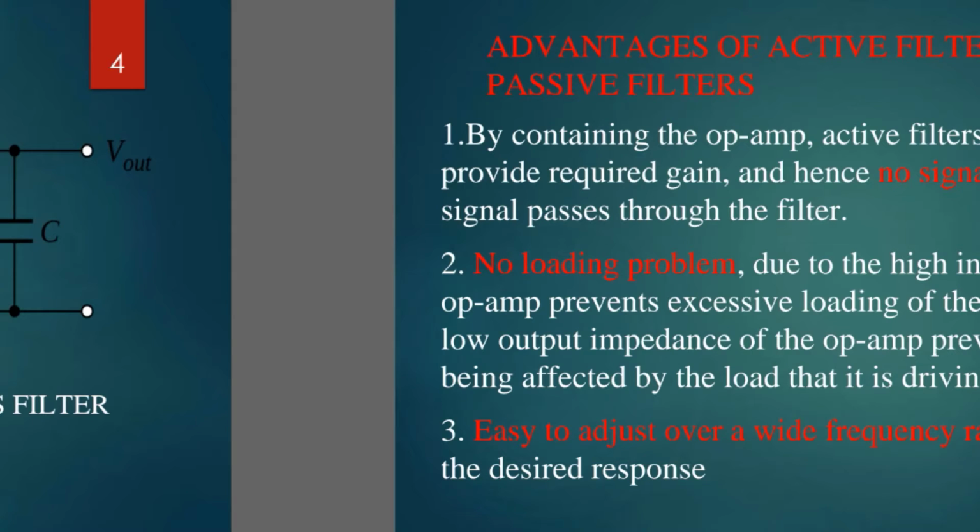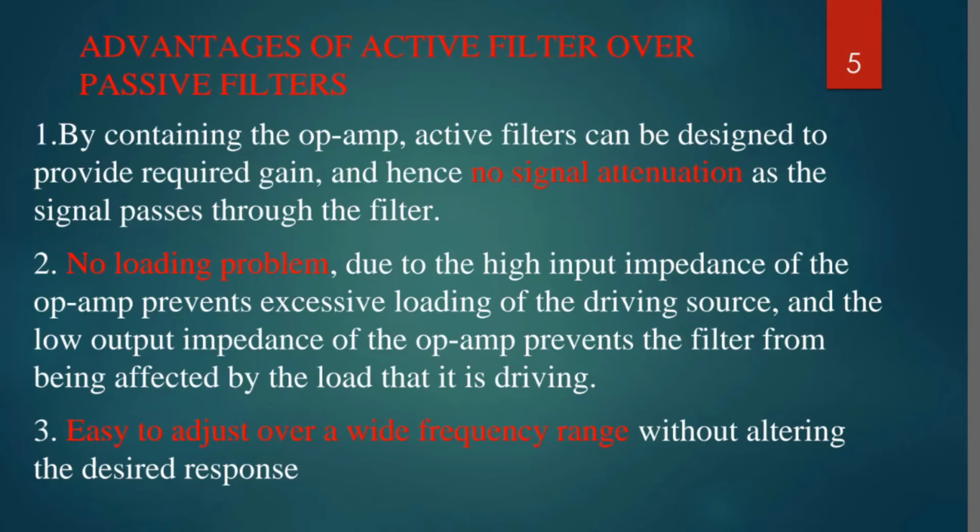Advantages of active filter over passive filters. By containing the operational amplifier, active filters can be designed to provide the required gain, and hence no signal attenuation as the signal passes through the filter. No loading problem, due to the high input impedance of the operational amplifier, which prevents excessive loading of the driving source, and the low output impedance of the operational amplifier prevents the filter from being affected by the load that it is driving. Easy to adjust over a wide frequency range without altering the desired response.